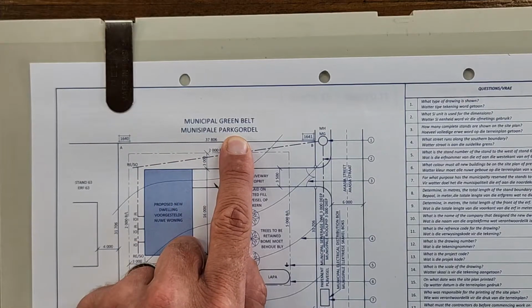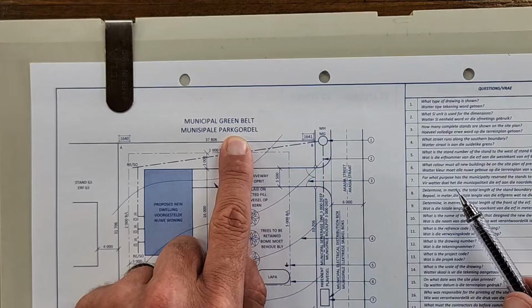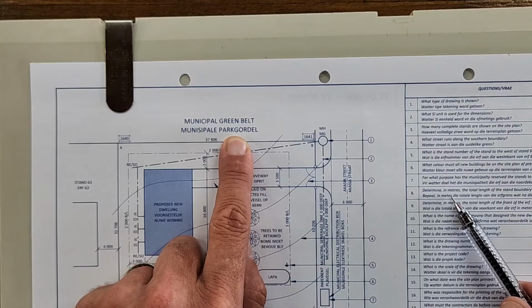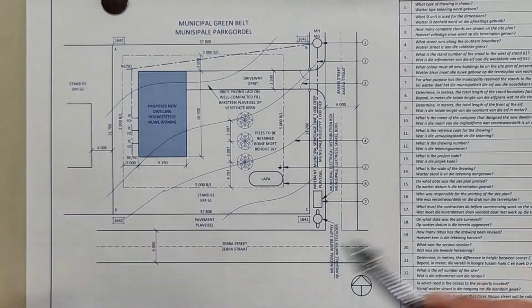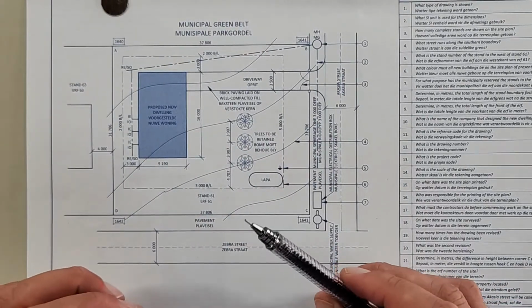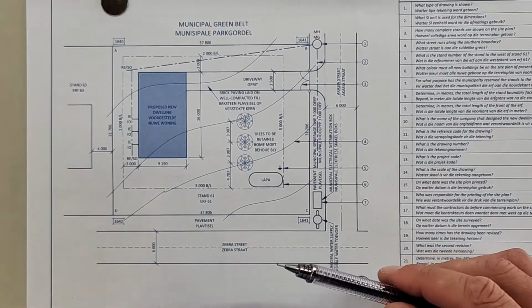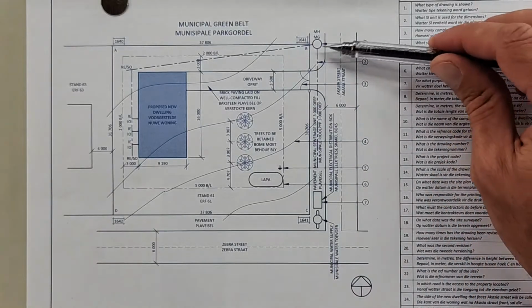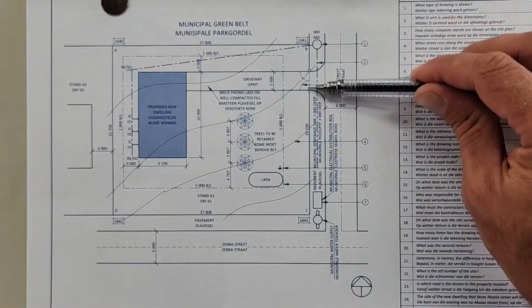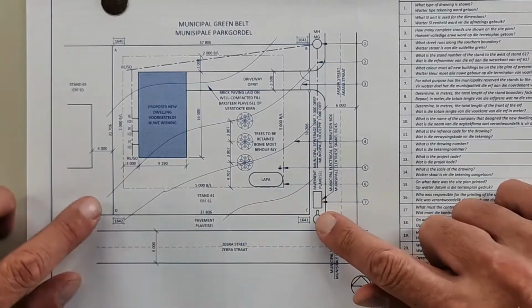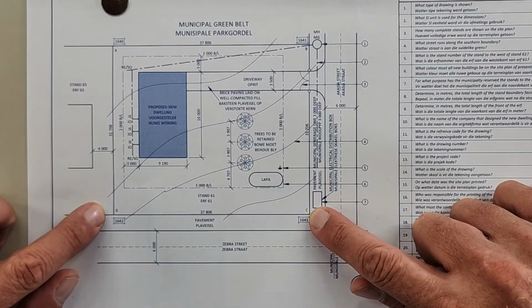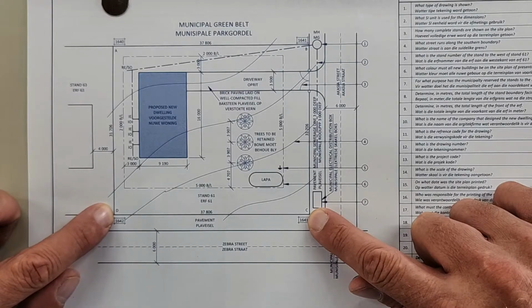For what purpose has the municipality reserved the stand to the north of the stand? Parkgordel, nee, for a park. Alright. Determine in meters the total length of the stand boundary facing the roads. Okay. Read your question carefully. Determine in meters the total length of the stand boundary facing the road. So there's a stand boundary and there's a stand boundary. Alright. So let's see if we can determine this length here.